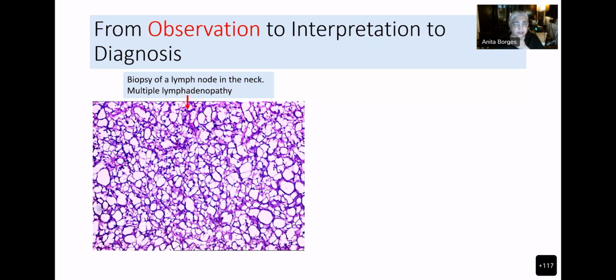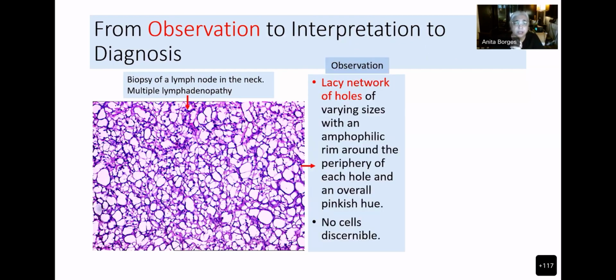Okay, and I think you've seen this. This is a freezing artifact. You can't make any kind of diagnosis here. So this is obviously a very bad histological preparation, because when you observe it, all you can see is a lacy network of holes of varying sizes. Okay, amphiphilic, etc. That is the observation that you make. Now, what interpretation can you make of this observation?